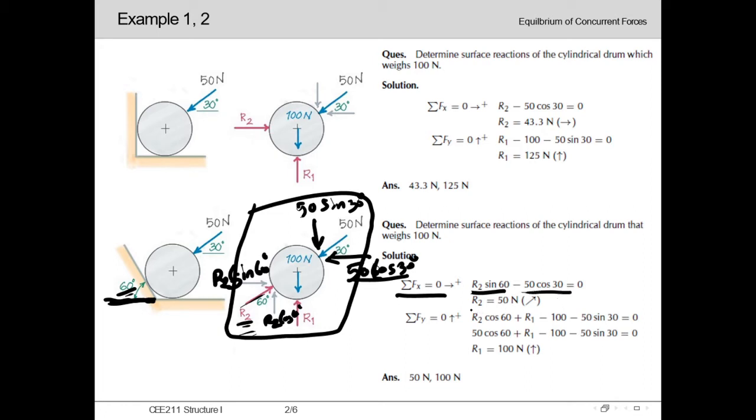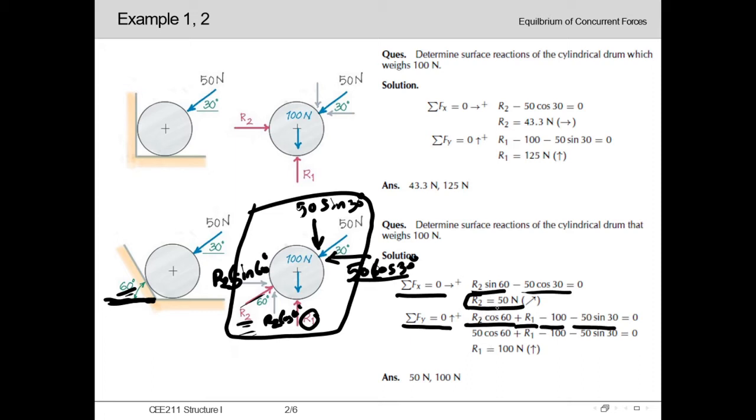From here we will get the value of r2, and now applying summation of f of y equal to 0, we can see here the first component r2 cos 60 is acting upward, so it will be positive r2 cos 60. Then r1 is acting upward, so it will be plus r1. 100 is acting downward, so minus 100, and 50 sin 30 is also acting downward, so it will be minus 50 sin 30. We have already got the value of r2, just plugging the value of r2 over here.